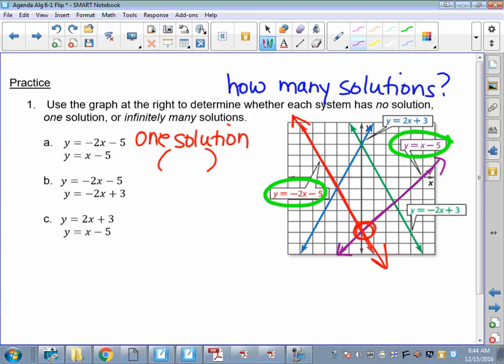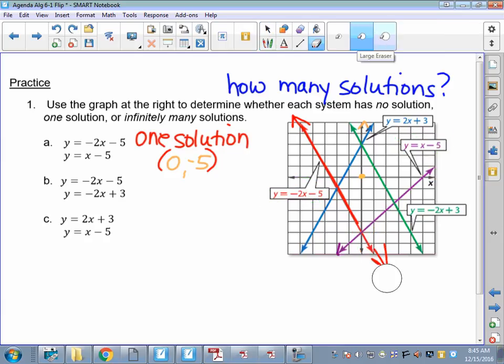It looks to me like this is the origin, because I can tell by the arrows on the ends of the axes. So it looks like it's at 0, negative 5. It's not always going to be at 0 something. So letter B, it asks for how many solutions for y equals negative 2x minus 5.